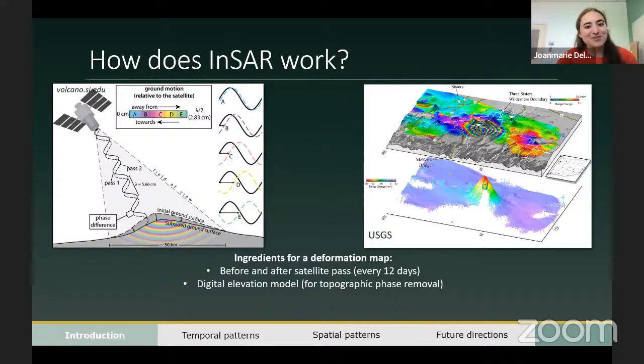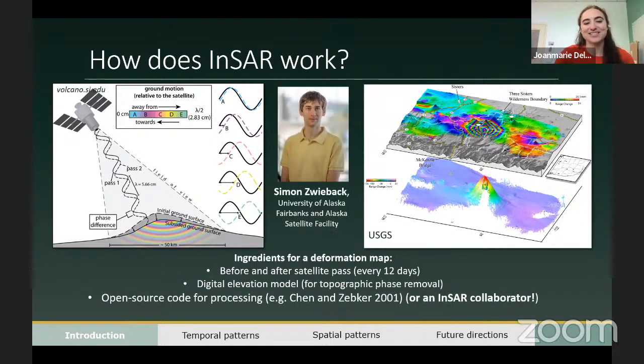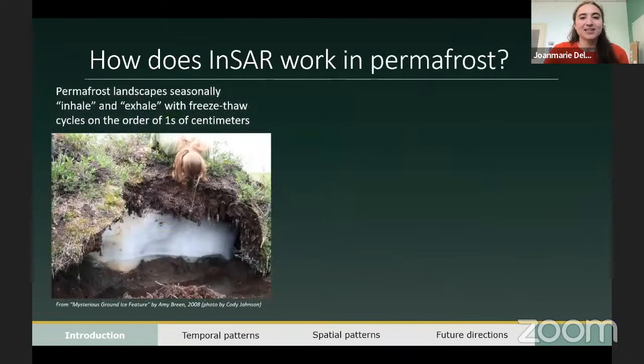And then the most important ingredient for your deformation map is definitely someone to help you make that, if you're a geomorphologist, because it turns out the codes are out there. So you can figure these things out on your own, but you really want to find a collaborator to help you out. And my collaborator here is Simon Zwieback. He's the one who's done making all of these wonderful maps and data. I'm just the geomorphologist interpreting them.